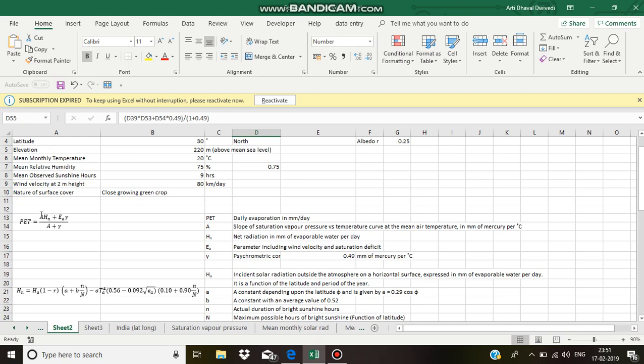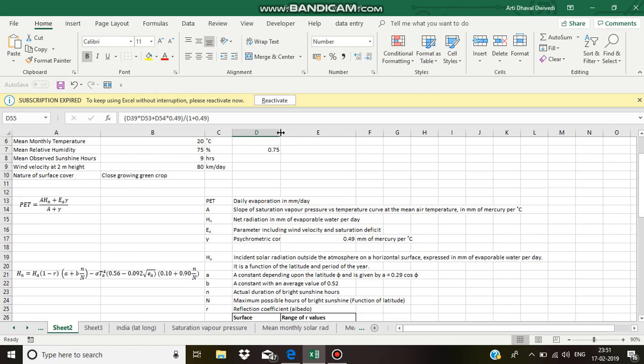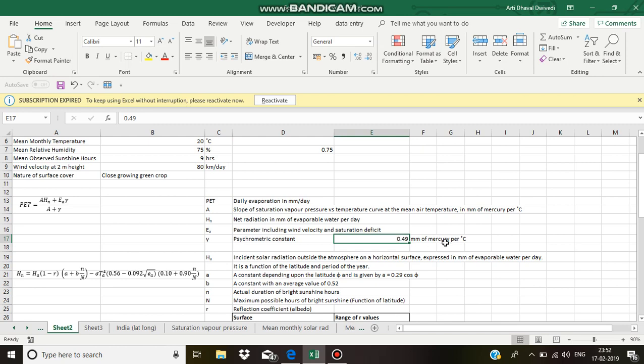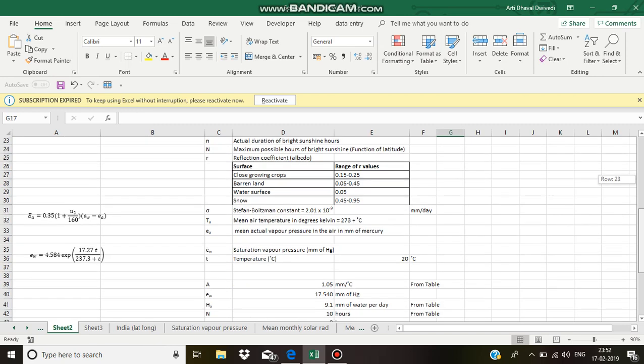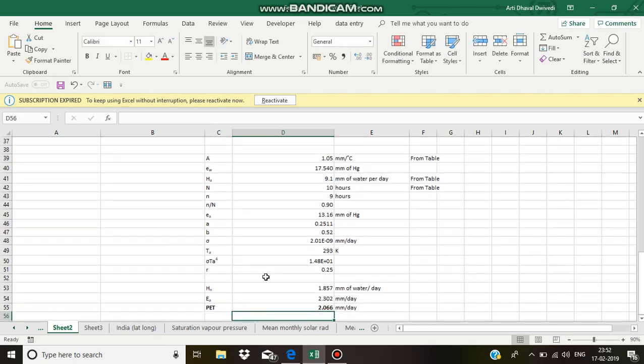A into HN plus EA, all these values are obtained. The psychrometric constant is given as 0.49 mm of mercury per degree Celsius. So we'll be using the same formula. So using this formula, we'll obtain the potential evapotranspiration as 2.066 mm per day. This is the final answer. Potential evapotranspiration is equal to 2.066 mm per day.